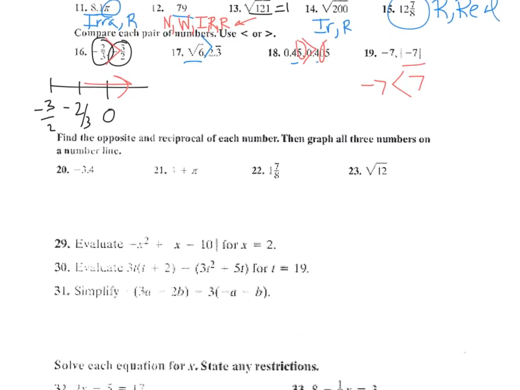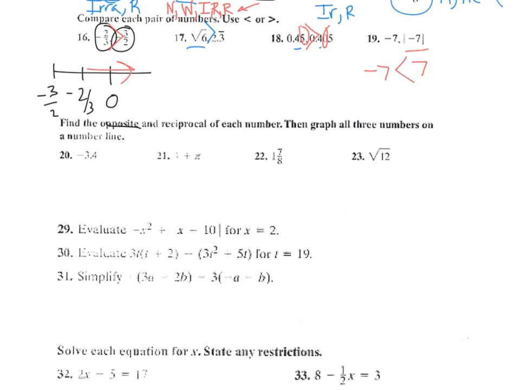So find the opposite and reciprocal. Opposite means you just take the opposite sign. So I'm going to do all the opposites first. So opposite is positive 3.4. Opposite of 4 plus pi is -4 minus pi. I made both of them opposite. And this is -1 7/8. And this is -√12.